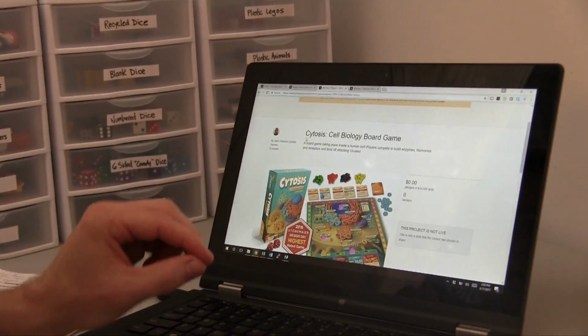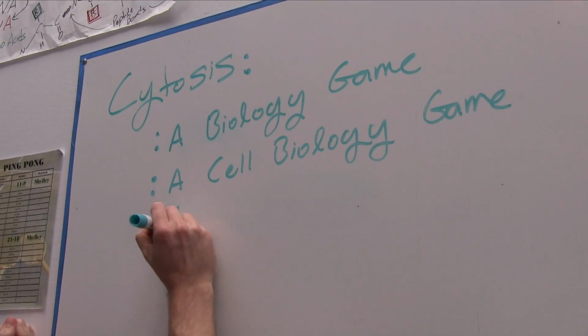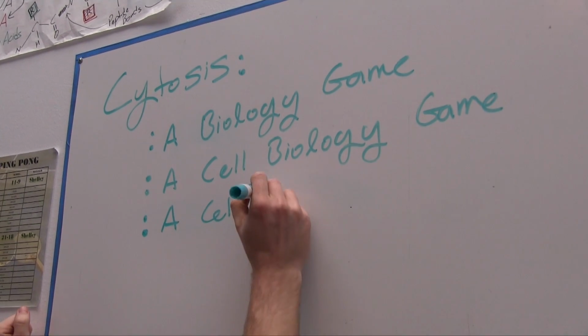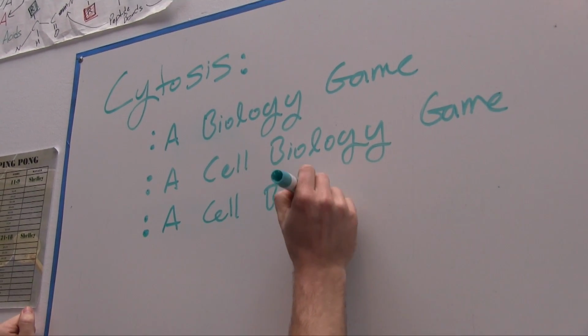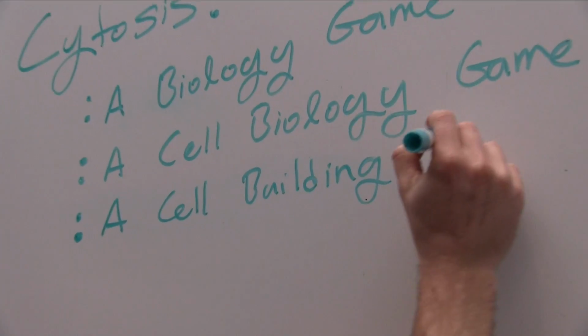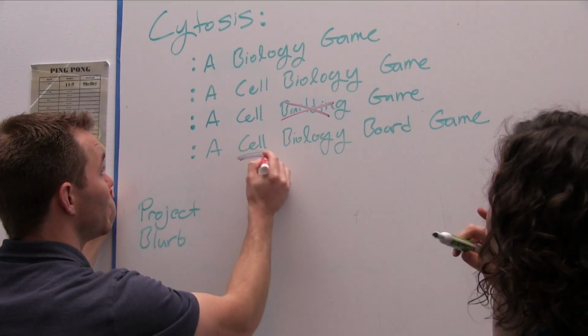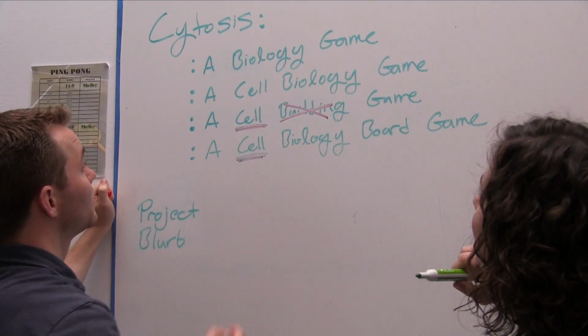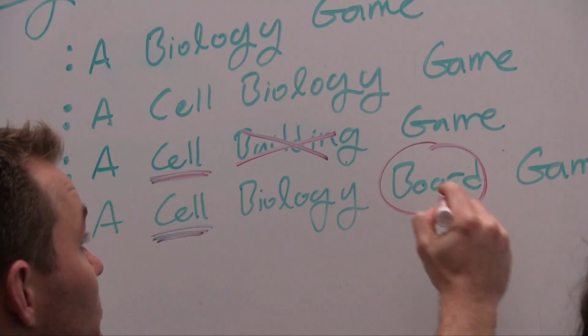Second to that is this project title. Now, the project title should be simple, it should be descriptive, and it should be memorable, right? Cytosis, a cell biology game. It's simple, it is clear, it's descriptive, and you can remember what this is.